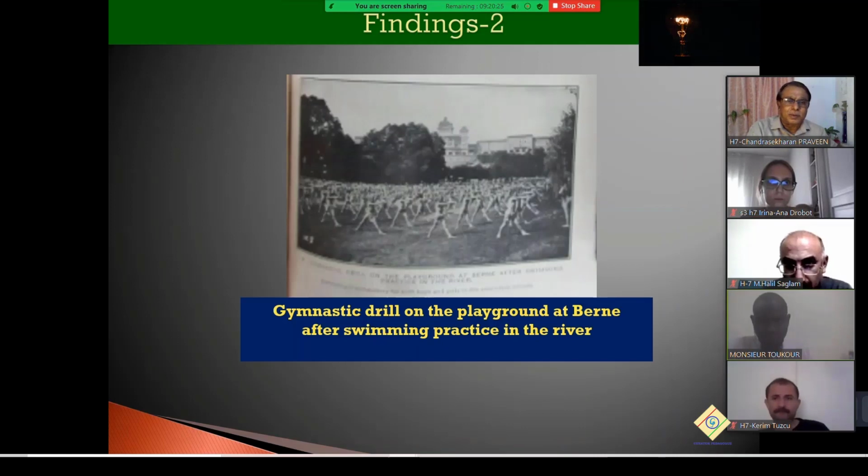There's another one. This is somewhere in Germany. Gymnastic drill on the playground after swimming practice in the river. 100 years ago. Now what happens now? Children are not venturing out. There is no physical activity. Physical education is part of the school syllabus, but that is not there. We think we can teach children in the virtual mode.